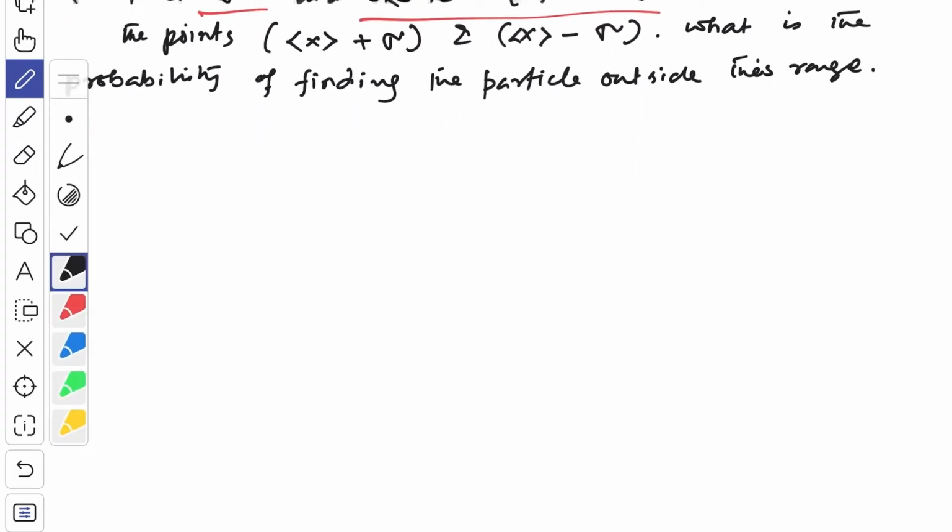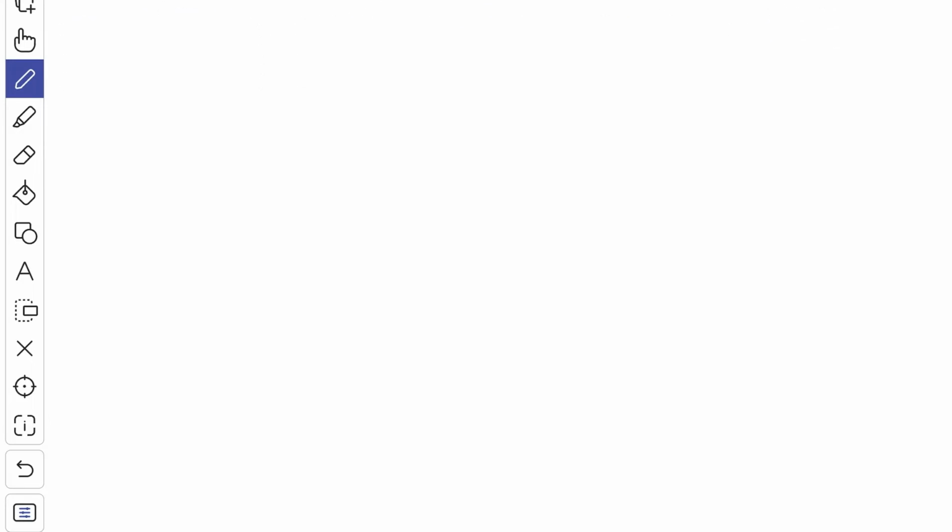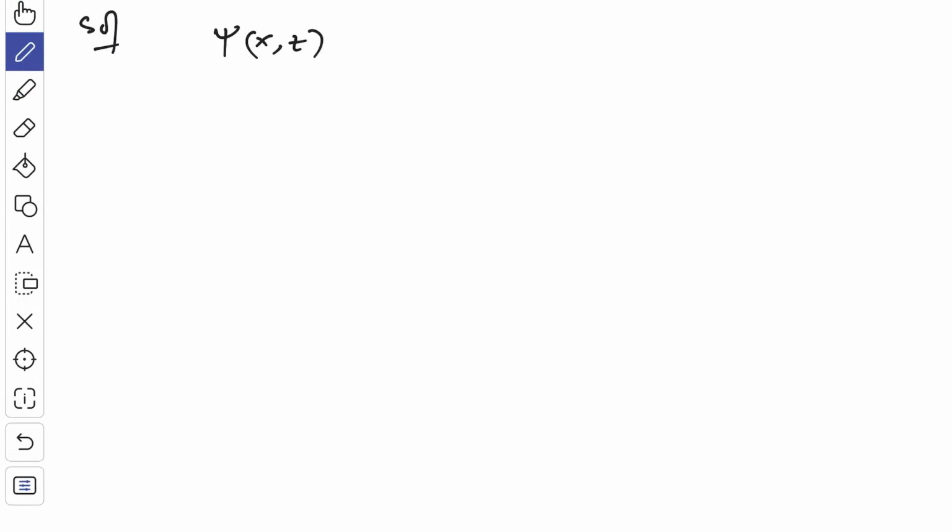So first let me write the given wave function. This is the given wave function psi. It is a function of position and time, that is equal to A e to the power minus lambda mod x into e to the power minus i omega t.